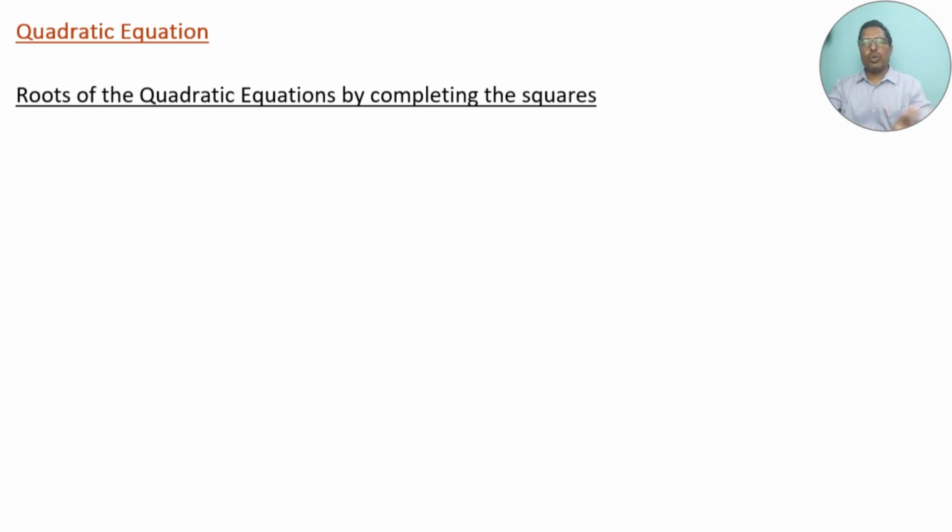In today's session, we are going to find the root of the quadratic equation by completing the square method.